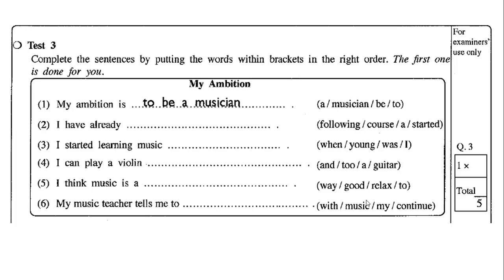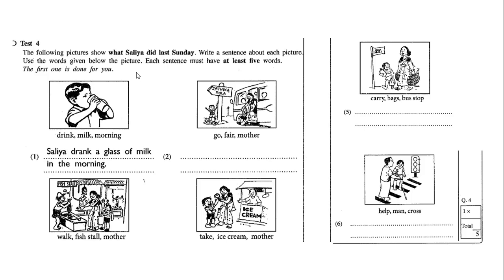Now I'm sure you have added another 5 marks. Test 4. The following pictures show what Salia did last Sunday. Write a sentence about each picture. Use the words given below the picture. Each sentence must have at least 5 words. The first one is done for you.